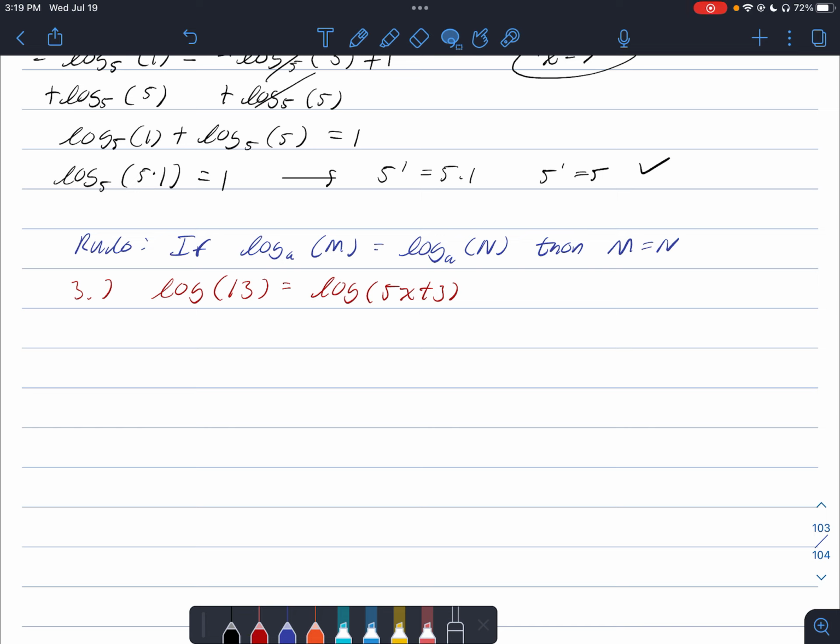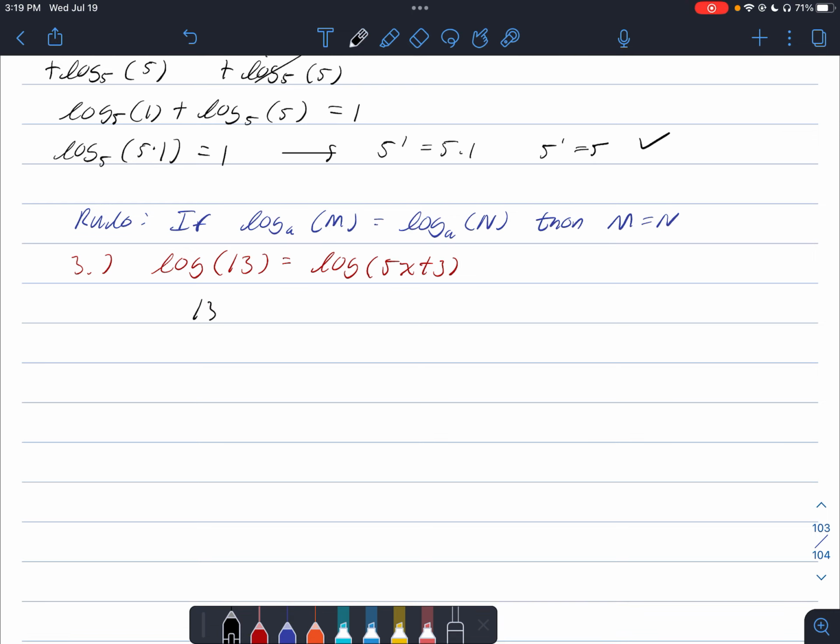So here, in this first one, we have log of 13 is equal to log of 5x plus 3. So if we let m equal 13 and n equal 5x plus 3, using this rule we just talked about, we can actually just ignore the logs here. We can more or less undo these logs, and we'll end up with 13 is equal to 5x plus 3. Okay, so let's go ahead and take 3 from both sides, and we'll end up with 5x is equal to 10. Can divide both sides by 5, and we'll get that x is equal to 2.